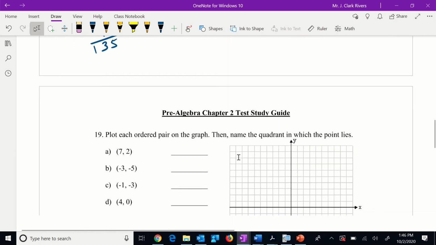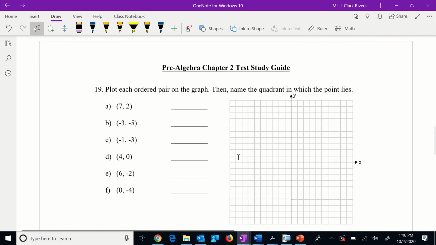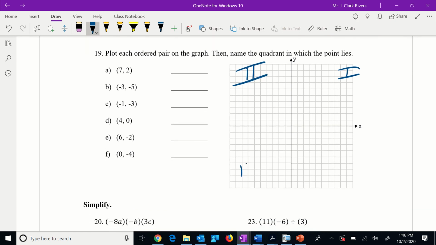Plot each ordered pair on the graph, then name the quadrant in which the point lies. Now it might be on an axis as well. So we have quadrant 1 up here, quadrant 2 in the top left, quadrant 3, and quadrant 4. Those are your 4 quadrants. Let's get to graphing now.